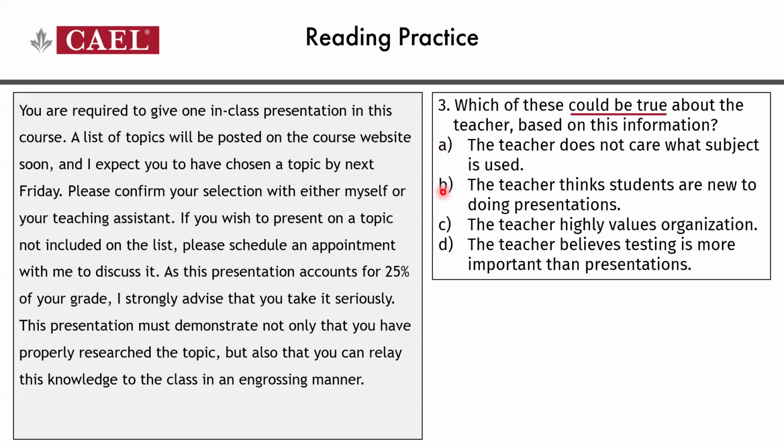Choice B says the teacher thinks students are new to doing presentations. Now, there's nothing here that says, as this is your first presentation, etc. All the teacher says to start is you are required to give this presentation in this course. I expect you to have done all of these things. When the teacher has such lofty expectations, and this is a parameter of the course, I don't think she's considering that they're new to doing presentations at all. There's nothing really leading me to suspect the teacher thinks they're new. The teacher doesn't indicate that one way or the other. So I don't think it's B, but let's double check down here and see if there's something better to select.